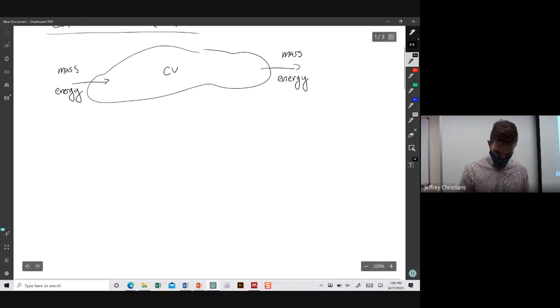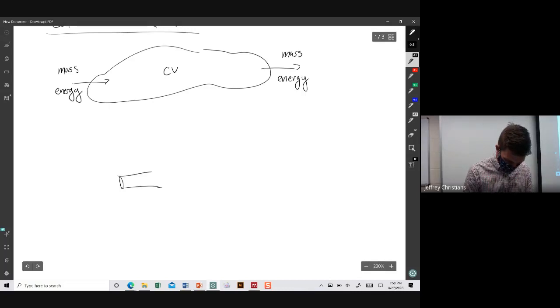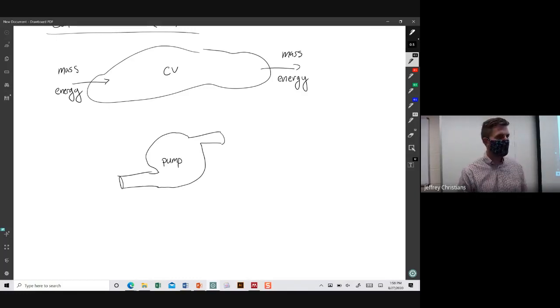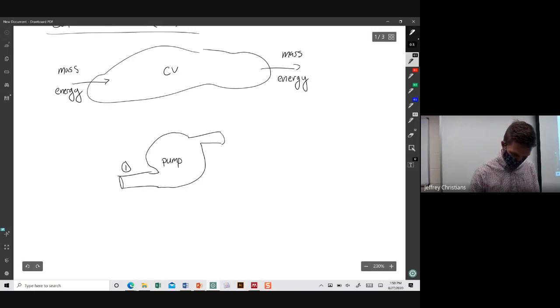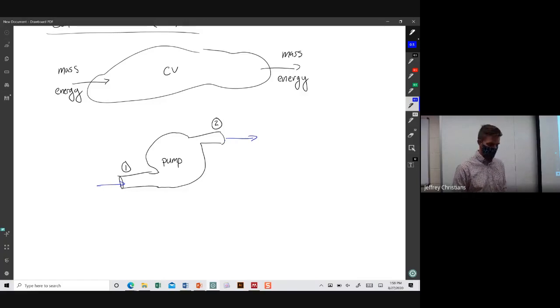Okay, so here's a pump. This is the ugliest pump I've ever drawn, but that's a pump. In this pump we have an inlet. We'll call the inlet side 1, the outlet side 2. We have something, we'll call it water, could be anything, flowing in one side and out the other.